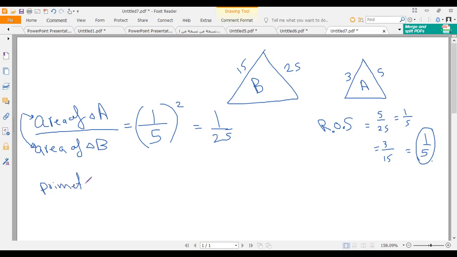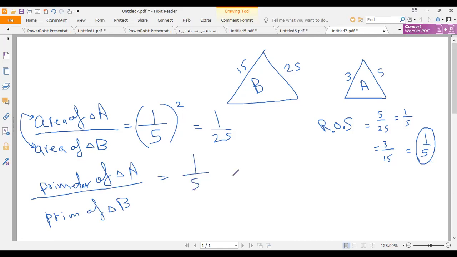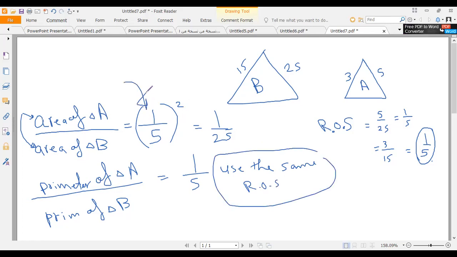Salma, the perimeter of triangle A to the perimeter of triangle B, you just use the same ratio of similarity. So here use the same without square, okay? Ratio of similarity, okay? But here I have to use the square of the ratio of similarity.